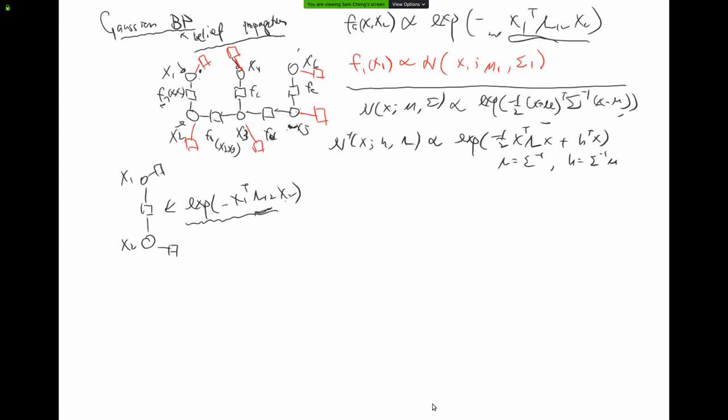And then for each of x1 and x2, they have their own prior probability with something like exponential minus x1 transpose, with 1/2 for this guy. Or maybe I can just use the information form. Let me use h1 and lambda 1, and then the information form for x2, h2 and lambda. Do I use lambda 1 1 or lambda 1? I want to be consistent. Okay, I use lambda 1 1 and lambda 2 2.